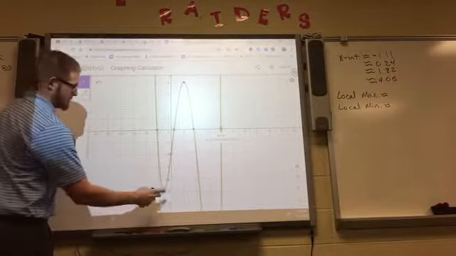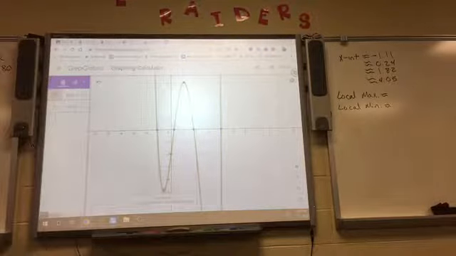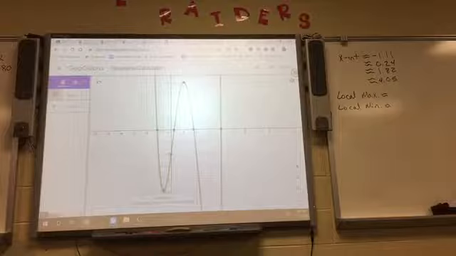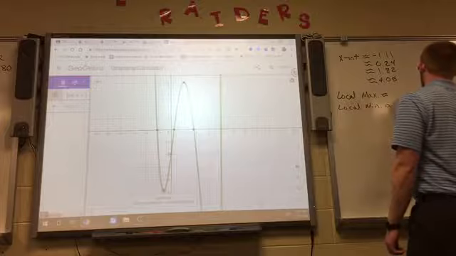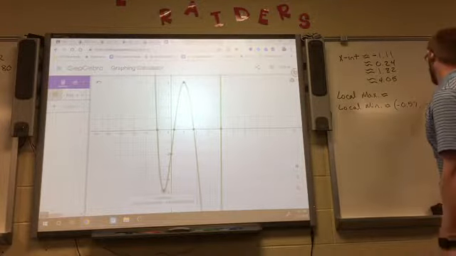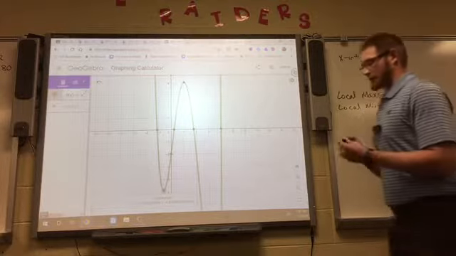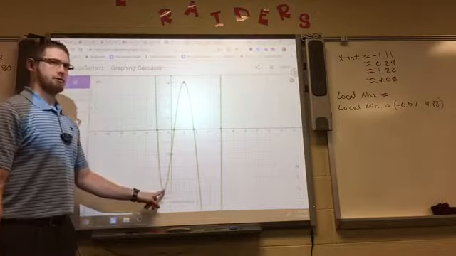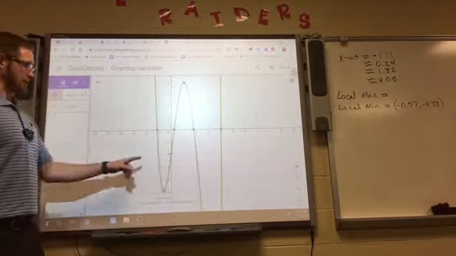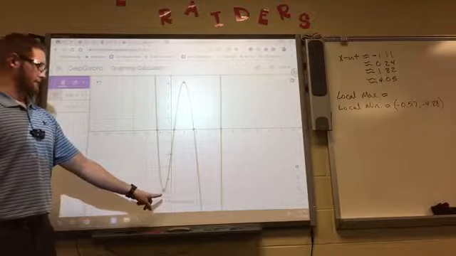Okay. So I have a local minimum at negative 0.57 and negative 4.88. Okay. If I were to ask you what is the minimum at that local minimum, what would you tell me? Is it the x or the y value? The y. It's the y value. Okay, minimum we're talking up and down. Notice this is the lowest point. It's not the furthest left point, it's the lowest point. Up and down we're talking y value.